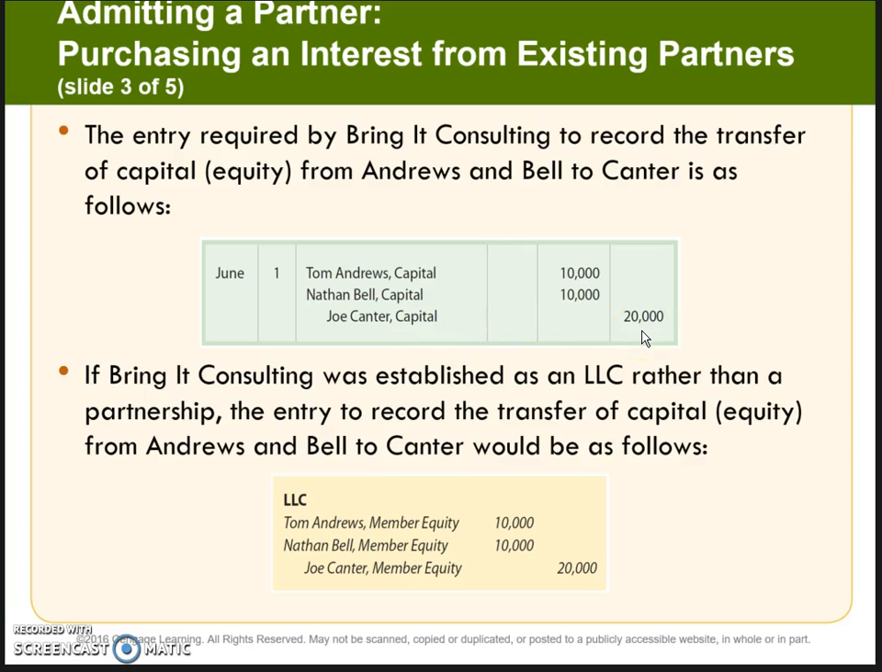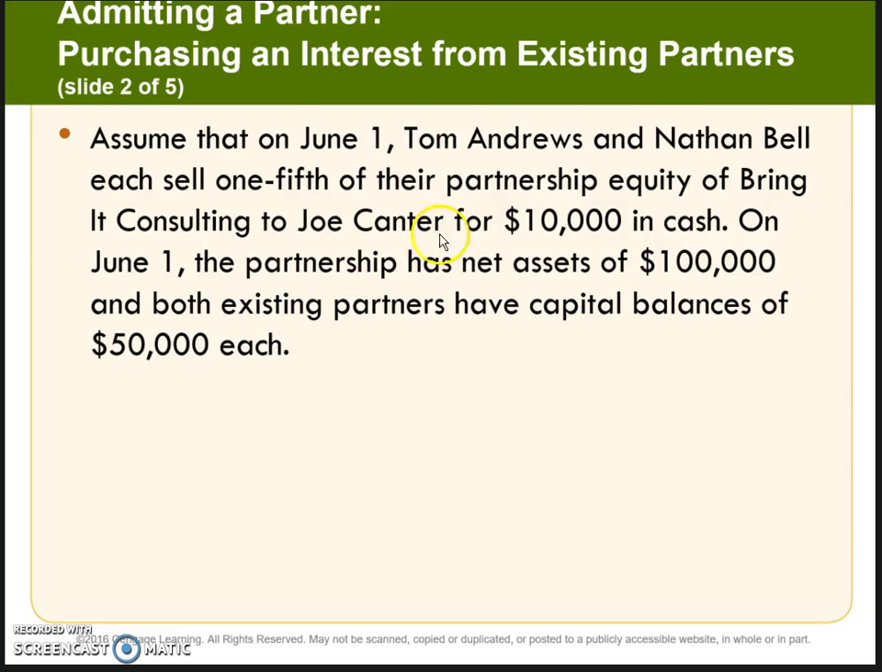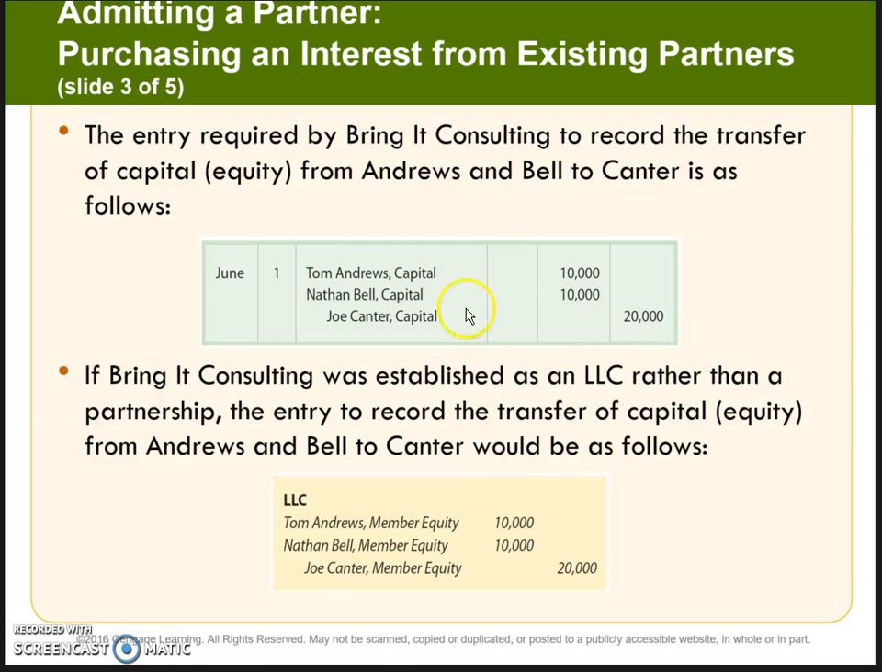Now, cash did change hands amongst these folks. If we read through here, it says that he paid $10,000 in cash, but notice for the partnership, the cash did not increase. That's because he paid it to the individuals. So when you see a problem where you determine that the partner is purchasing an interest from existing partners, cash won't change for the partnership because it changed by those individual partners.